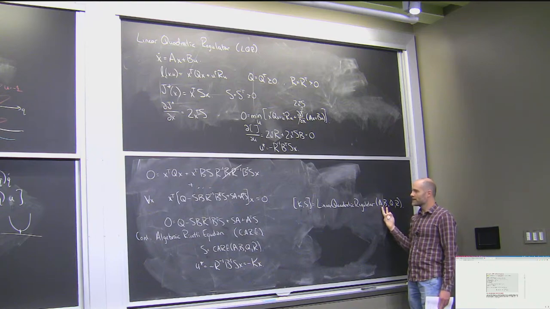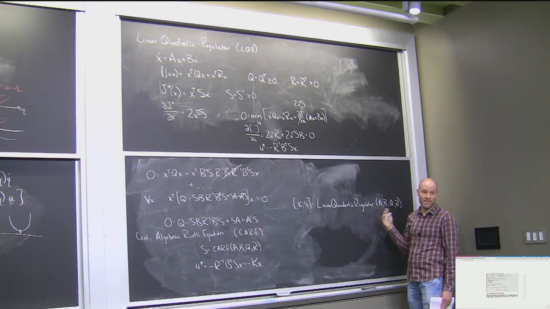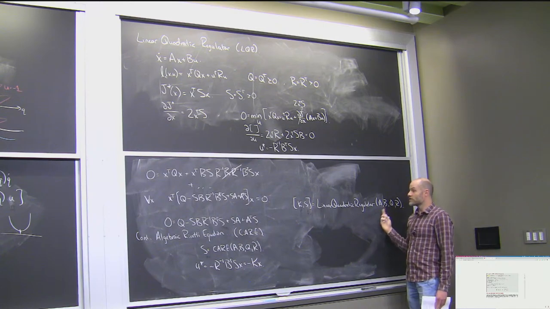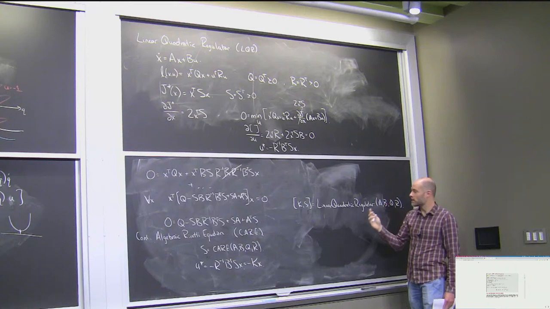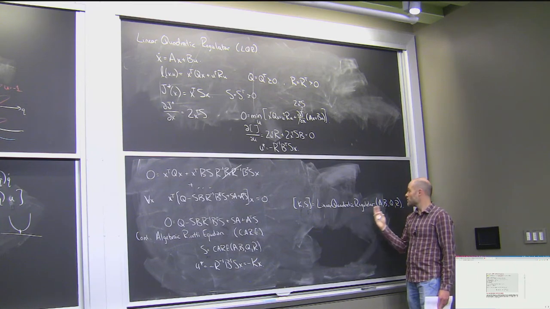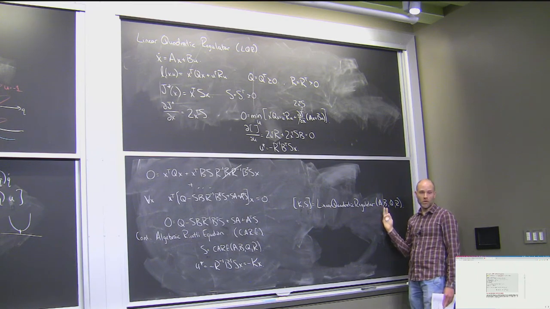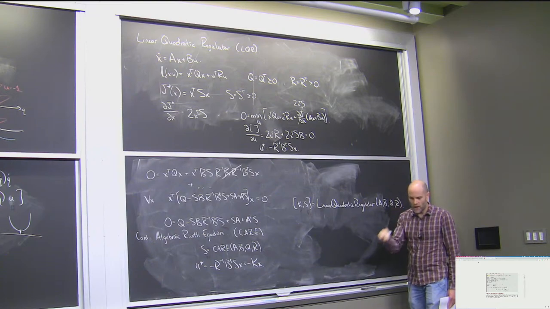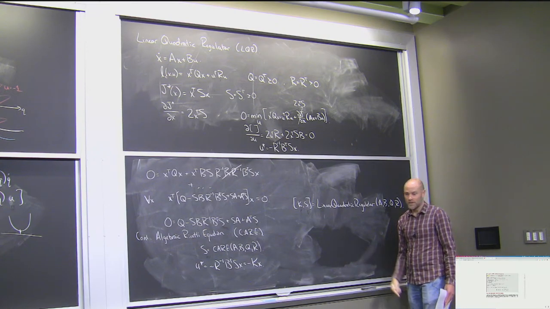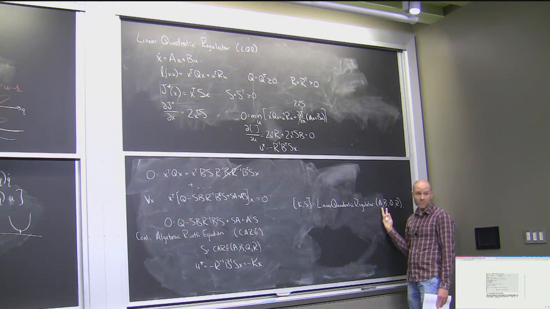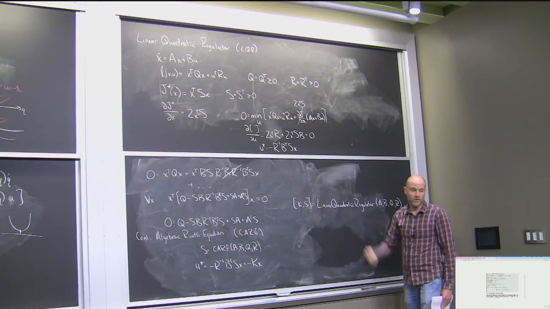If the system cannot achieve zero cost as time goes to infinity, then the solution to S will blow up and it will not return. But as long as the system is controllable, so that there exists an action that will drive me to the origin at an exponential rate, then this solution exists.